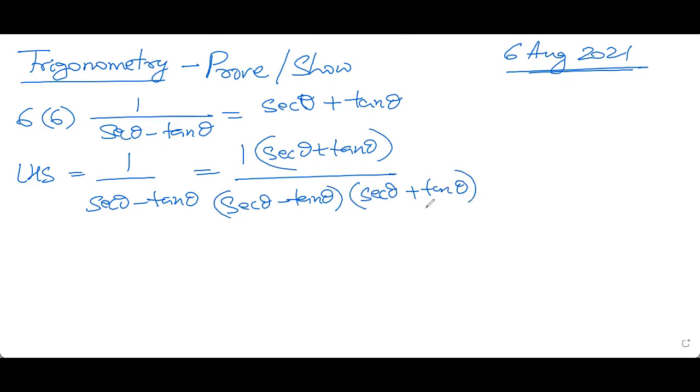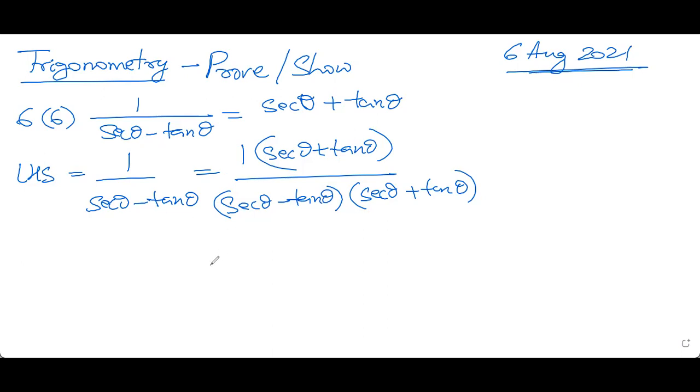Again, understand why I did it. I want sec theta plus tan theta. I don't have it. So if I want to introduce it to the fraction, the only way I can introduce it without changing the fraction is by multiplying sec theta plus tan theta to both the numerator and the denominator. There is a logic to this. I don't know if this will help me reach the RHS. I'm just trying.